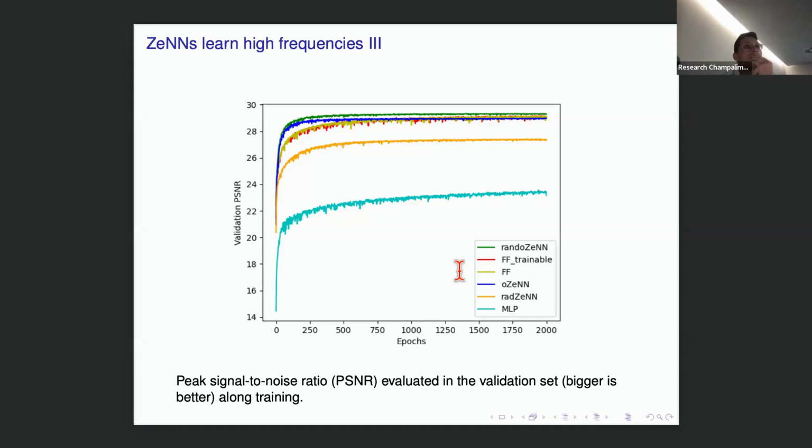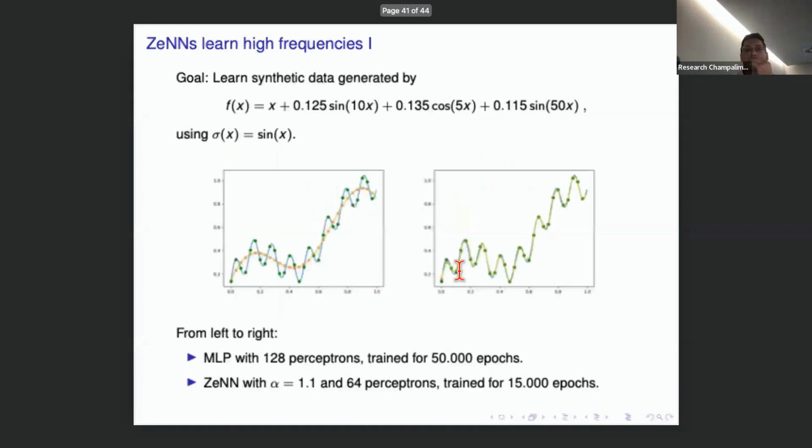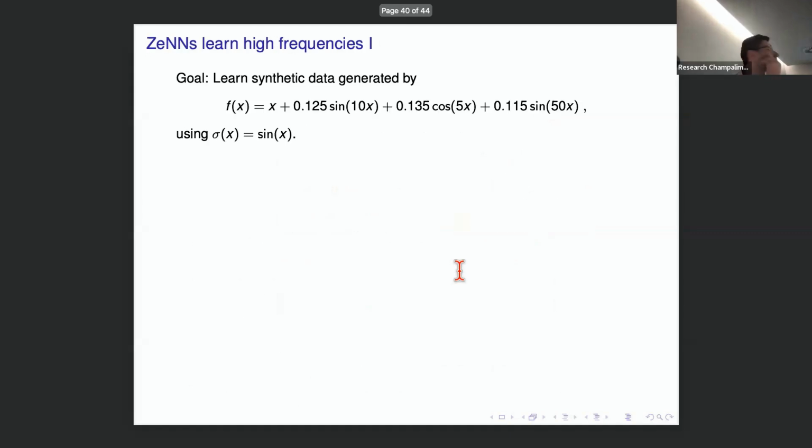Maybe following up on Fernando's question, if I go back to the problem with the sines, you cannot overfit. You don't have noise, for example. So I worry about your networks because they pick up high frequencies. Maybe they overfit more easily than the MLP because it's going to pick up the noise. So if there is noise, they could pick up the noise more easily than an MLP. So that would be a problem.